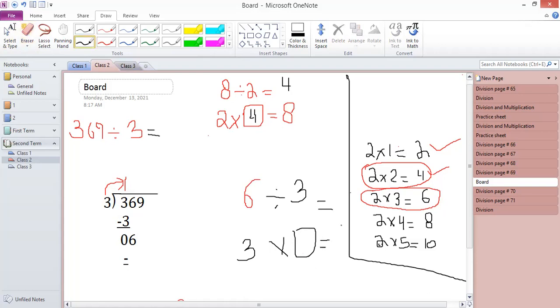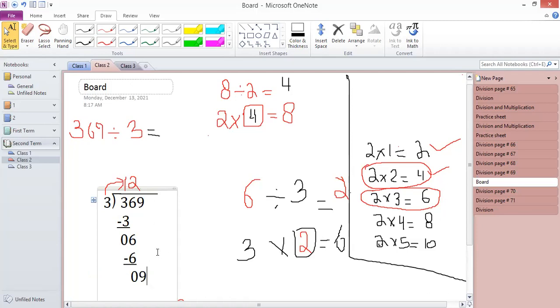3 1s are 3 and 3 2s are 6. So the answer is 2. After 1 you will write here 2 and multiply this 3 by 2. 3 2s are 6. Take out the difference and that will be 0. Now you have to divide this 9. So you will write here 9.